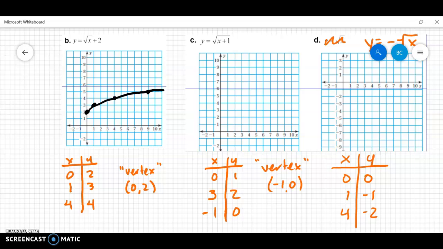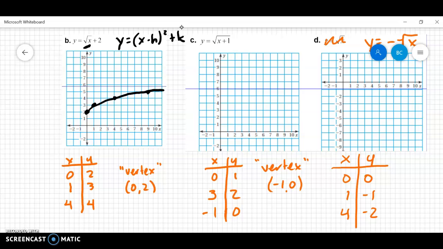Notice by looking at just the equation, this part is the parent function, that plus 2 behaves a lot like the k did when we were working with y equals x minus h squared plus k. The k is outside of the parentheses that are being squared, and it shifted my equation up and down. The same thing here, this plus 2 is shifting everything, it's shifting my parent equation up 2.